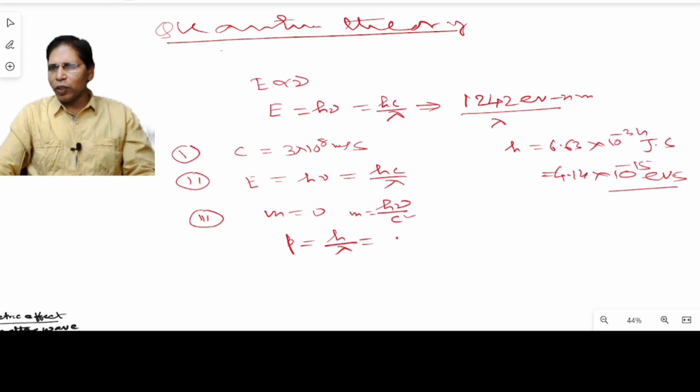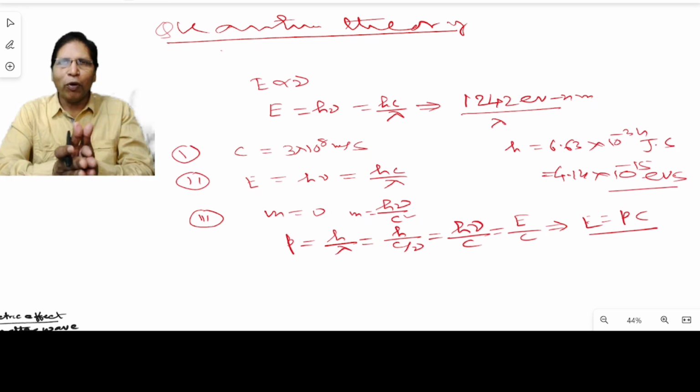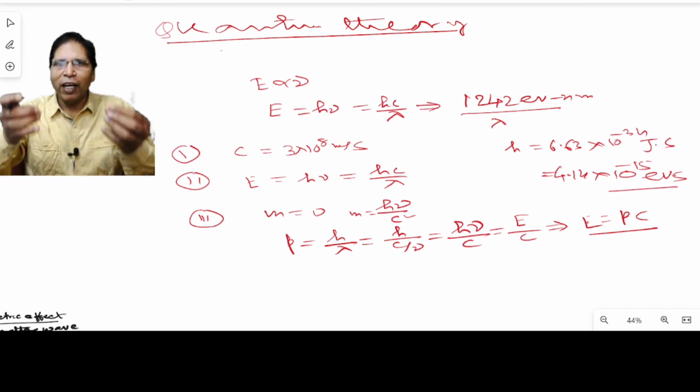Now the momentum of the photon P equals h by lambda. Now lambda equals c by nu. So h divided by c by nu is h nu by c. Now look at this, h nu equals E, so E by c. Therefore E equals pc. So the energy of a photon is equal to the momentum of the photon into the speed of the photon, that is p into c.